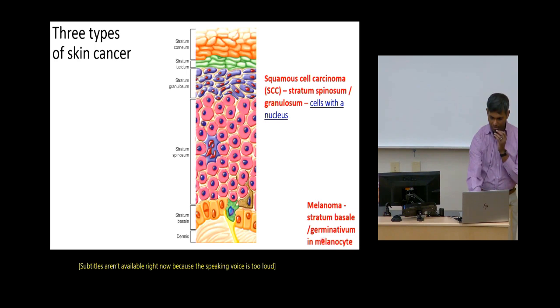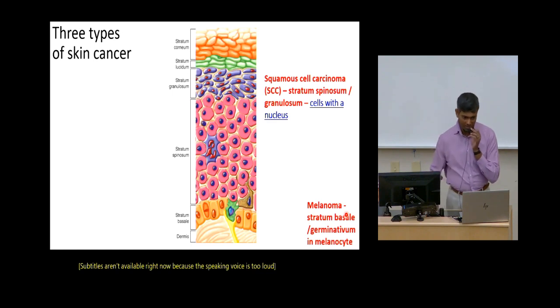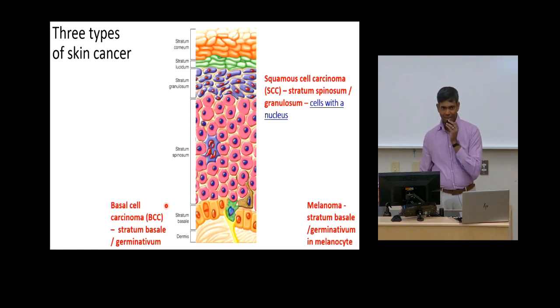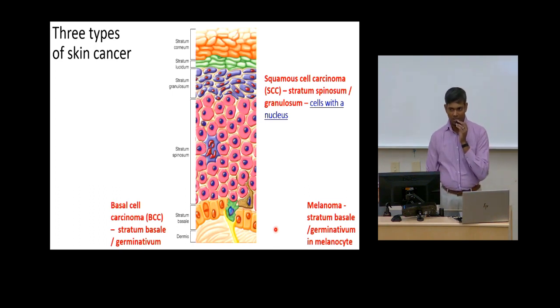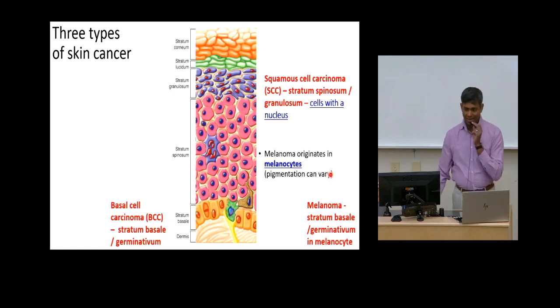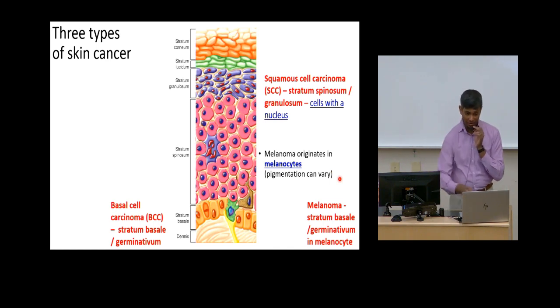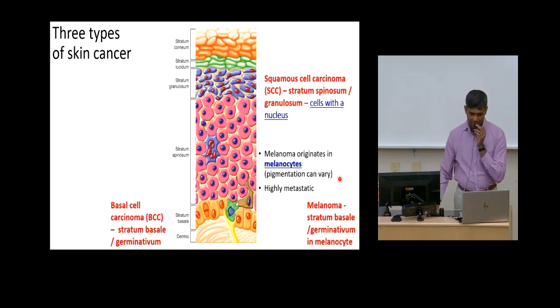And then there is melanoma, which is going to arise in the stratum basale because the melanocytes are in the stratum basale, and from there they are going to send out the dendritic projections for passing on the melanin pigment. And then the last type is the basal cell carcinoma, and as the name indicates, this will affect the stratum basale, right? And this is the cancer of the epithelial cells. So we see that melanoma is going to originate in the melanocytes, and the type of pigmentation which is produced by these cancerous cells can vary, and this is highly metastatic, right? And this is the most deadly form of skin cancer.